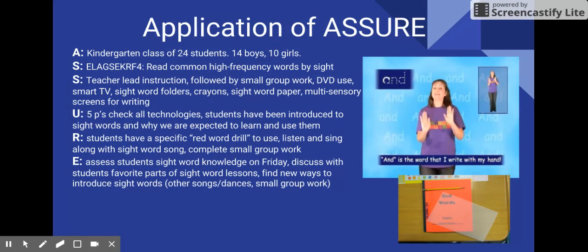For evaluate and revise, I assess students on Fridays on their sight word knowledge and if they've been learning the sight words we've been practicing all week. I also discuss with students after every lesson their favorite parts of the sight word lessons for whole group and for our small group work. And I'm always finding new ways to introduce sight words to my students.